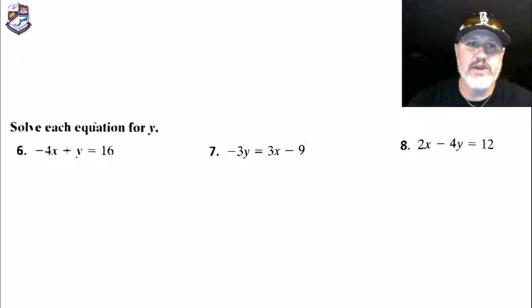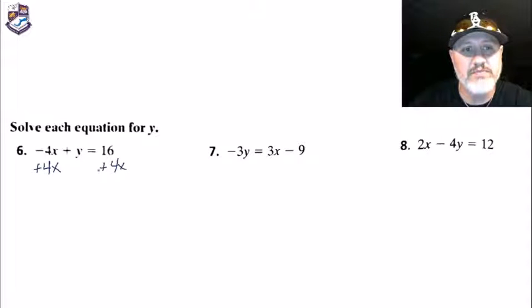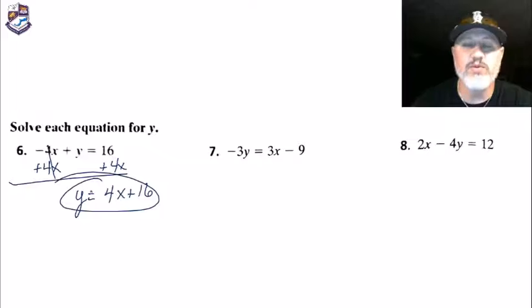You are solving the equation for y. Remember, we want to get y isolated, so we need to get rid of this x term. So I'm going to add 4x to both sides. And you get y equals 4x plus 16. 16 plus 4x is the same thing, but we'd like to have our x term first.